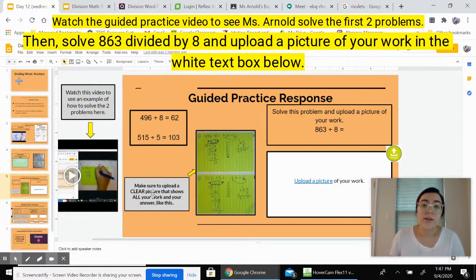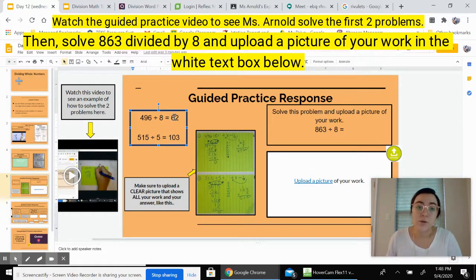We move on. Here is our guided practice for today. We have 2 problems that I worked out and I put the information right here. This is me actually solving both of these computation problems. And just like you should do, I wrote my answer and I uploaded a clear picture of my work. Your job on this slide is to solve 863 divided by 8, and then upload a picture of your work.